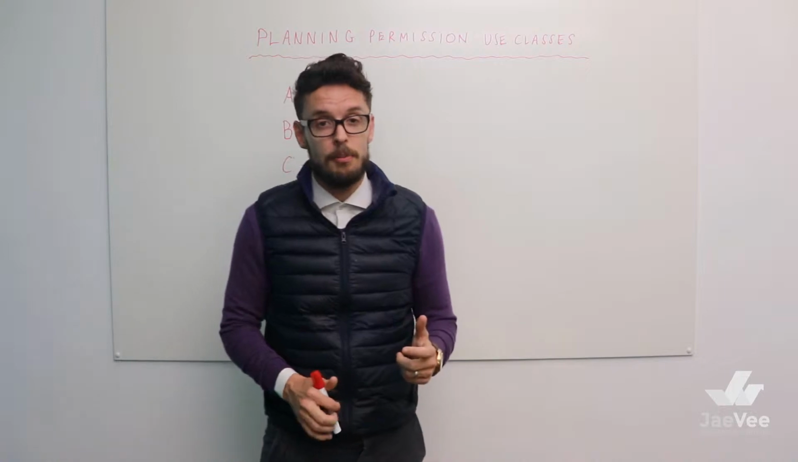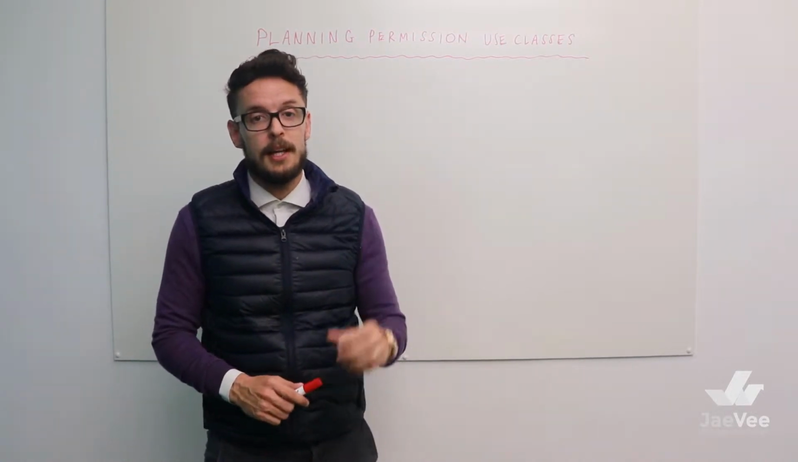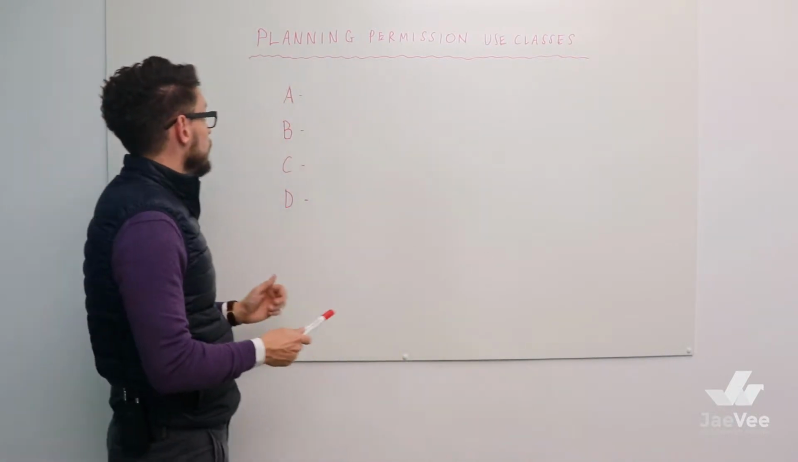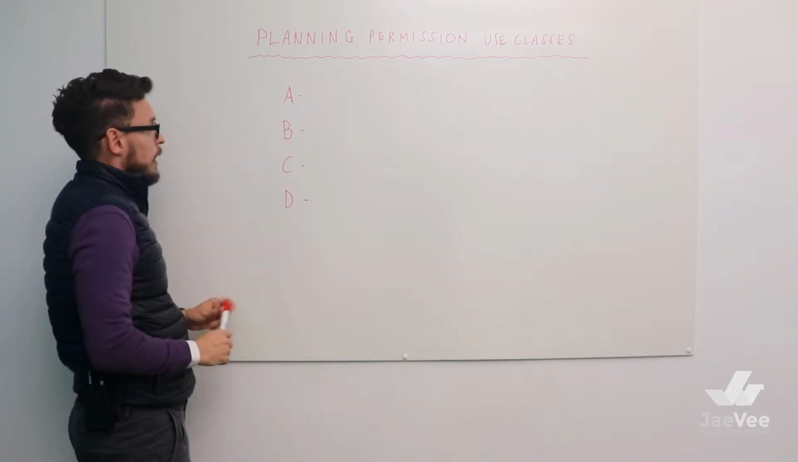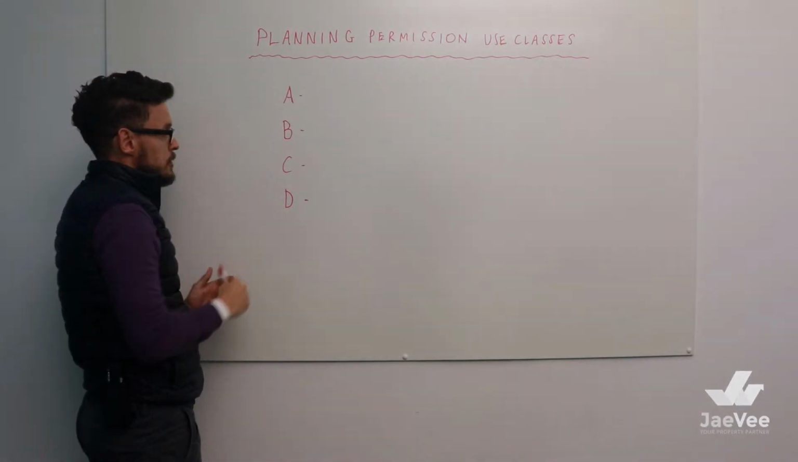And when you start to look at property in a whole different light, you'll be able to source those off-market opportunities that you currently think you can't do anything with. So behind me, you can see the letters A, B, C, and D. Now, these represent the different asset use classes of property in the UK.